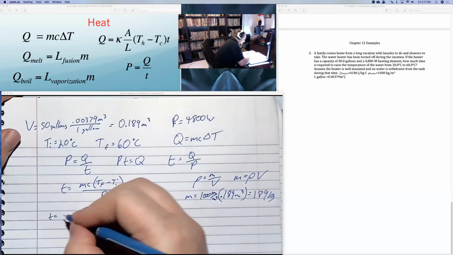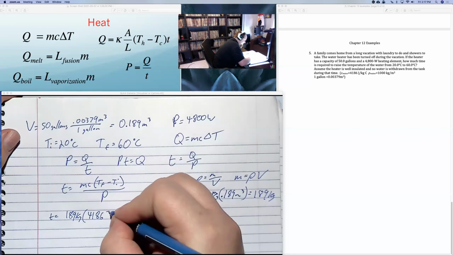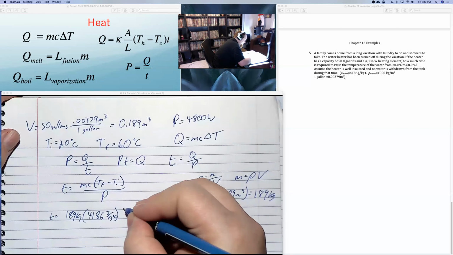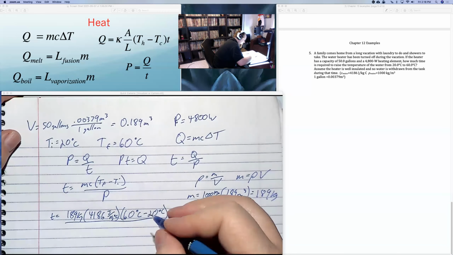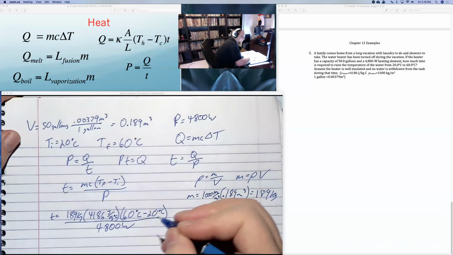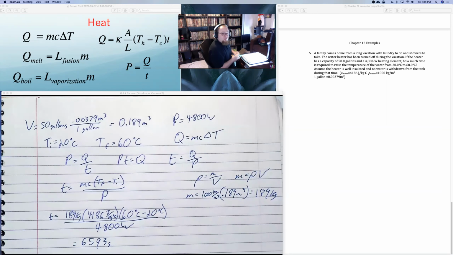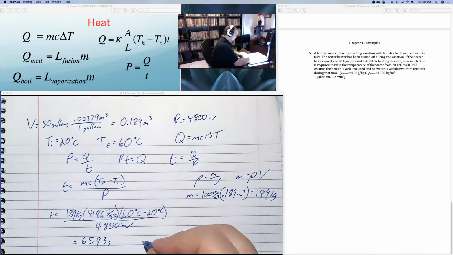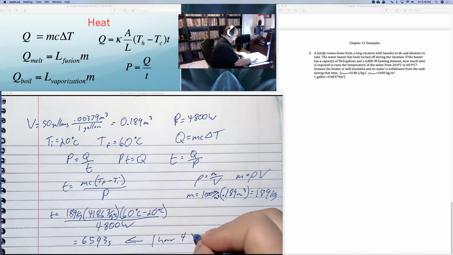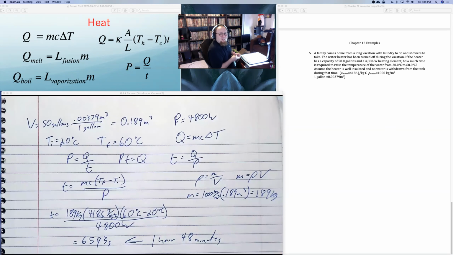And I'll say the time it takes is 189 kilograms times c, 4186 joules per kilogram degree Celsius, times 60 minus 20, over 4800 watts. And the answer is 6,593 seconds. These are all real numbers for a real hot water heater. Just so you know, I did the conversion. That is 1 hour, 48 minutes, which is pretty reasonable. Usually they tell you to give it 2 hours.